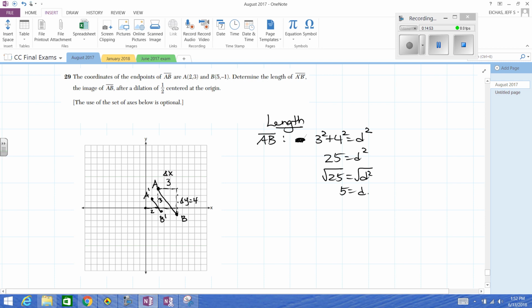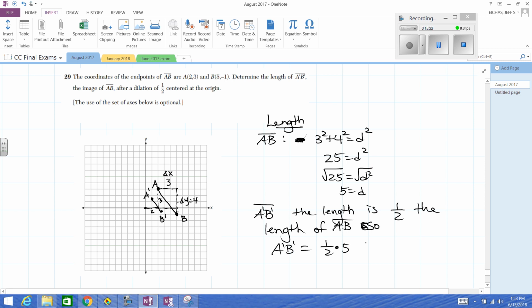Now, be careful, that's the length of AB. We need to dilate by half and give me the length of A prime B prime. So A prime B prime length is half the length of AB. So A prime B prime is half of 5, which is 2.5. All right, good enough for this video, and I'll finish on the next one.